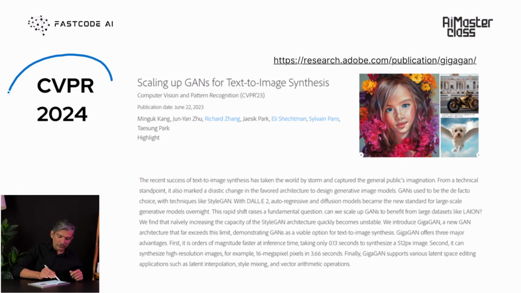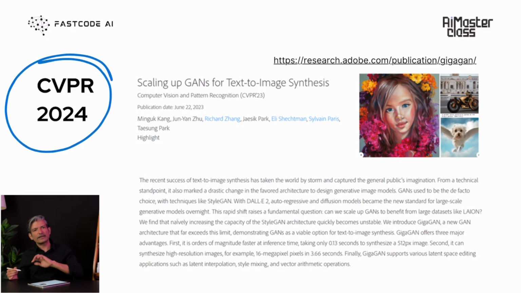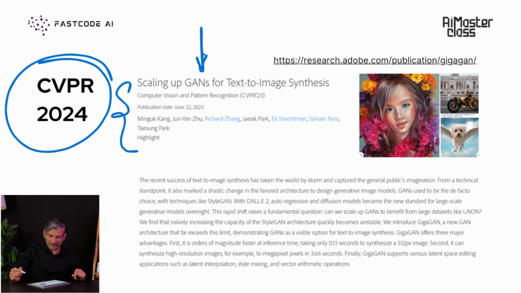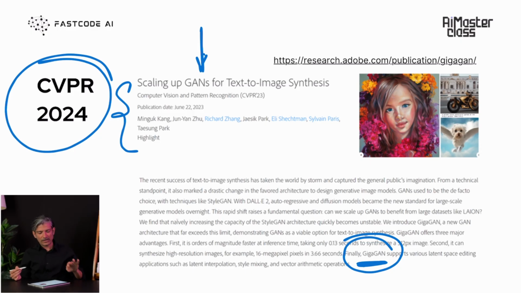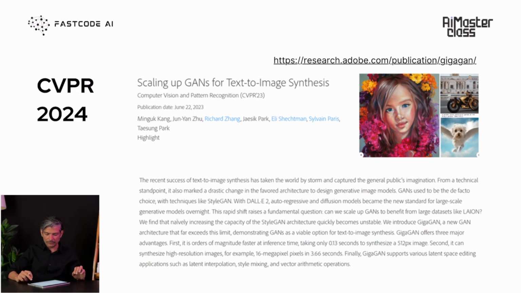This was a seminal paper because GANs had kind of taken a backseat. But scaling up GANs for text to image synthesis was a seminal paper again from Adobe Research, where they kind of created this big GAN, right? So they called it GigaGAN. So this GigaGAN could do very well at that time, but again, GANs have kind of taken the back seat.